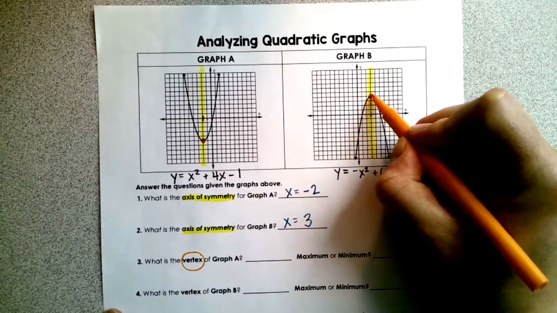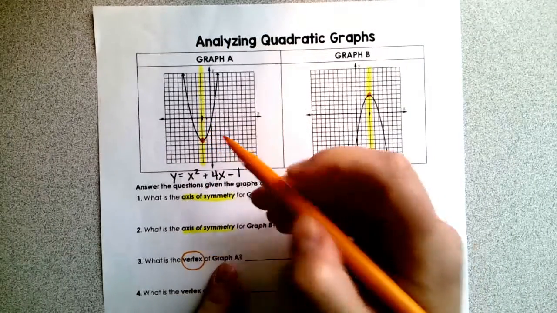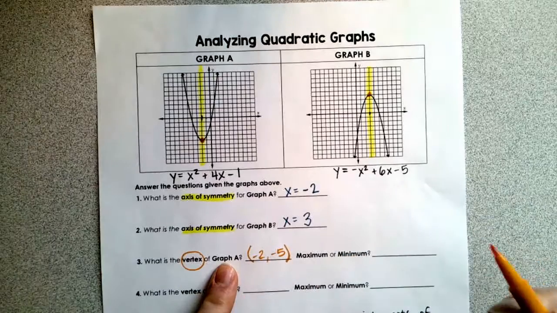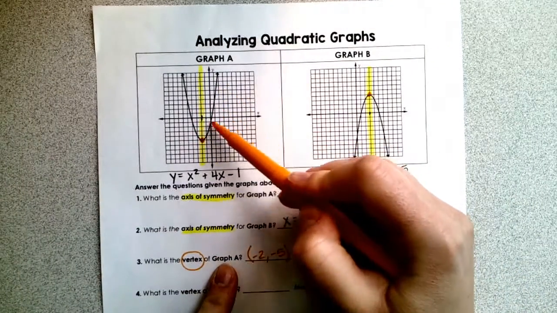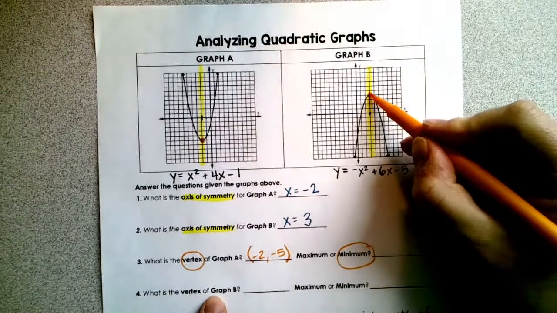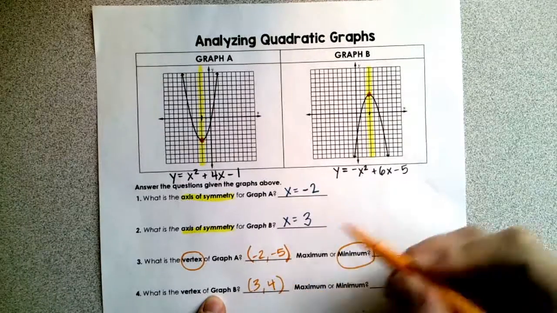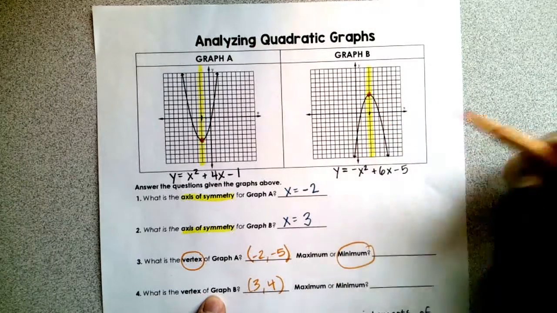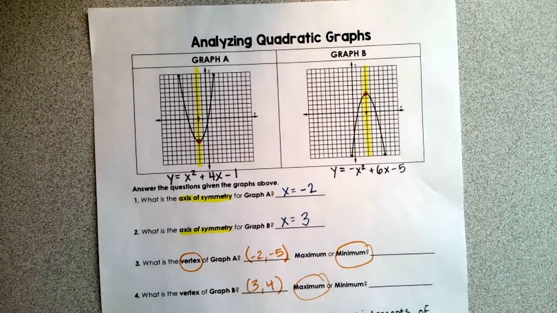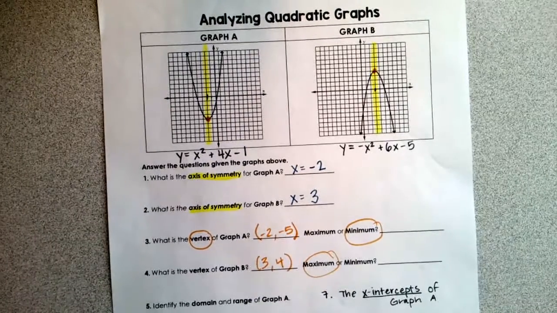The vertex is just that point where the graph turns around, so either that bottom point or that top point. The vertex of graph A, we just need the ordered pair, so the ordered pair is -2, -5. And since it's on the bottom of the parabola, it's called a minimum. In graph B, the vertex is the ordered pair 3, 4. And since it's on the top of the parabola, it's called a maximum.